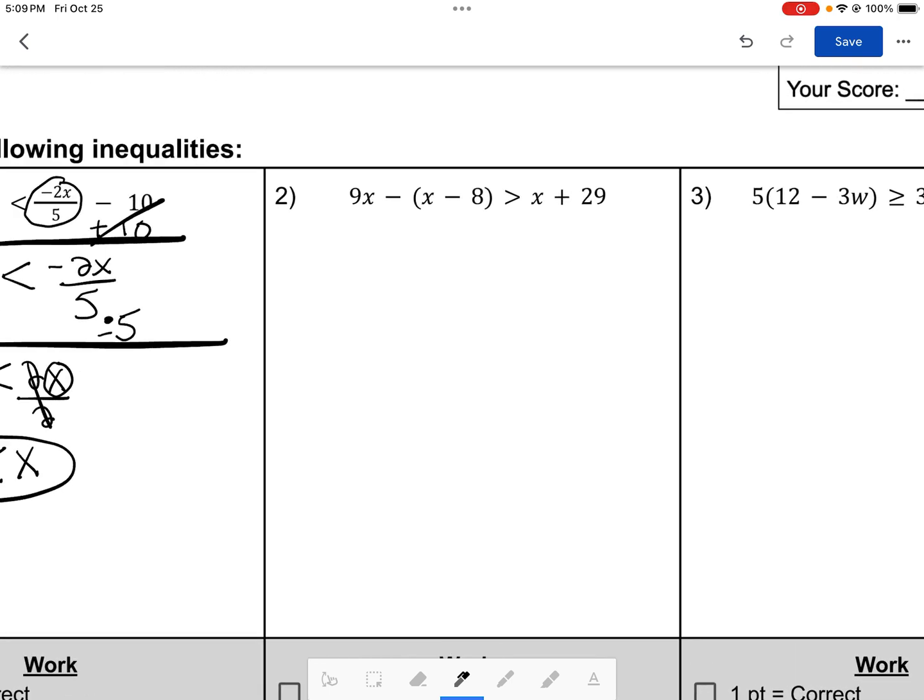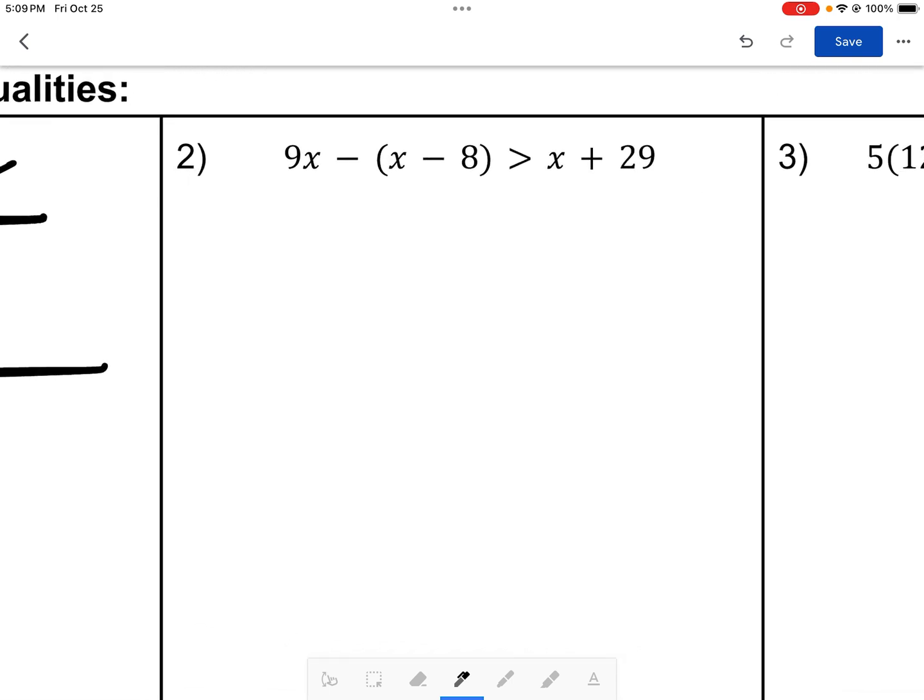Moving on to number 2. I'm going to start out with solving my like terms. I always tell my students there's a little negative 1 out front there. I'm going to distribute that negative 1 to the x and to the negative 8. And remember that when I distribute, that means I multiply. So I'm going to have 9x minus x, and then negative 1 times negative 8 is positive 8. And then I'm going to bring down my greater than sign, my x, and my plus 29.